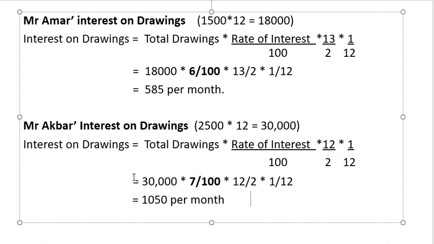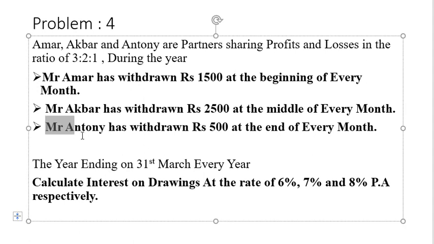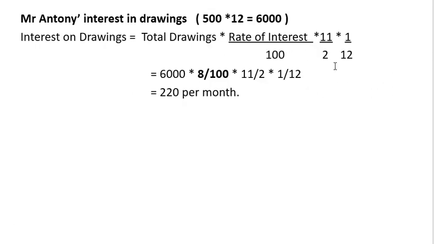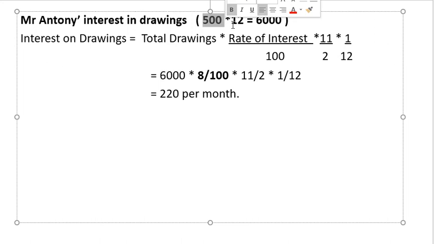That is the interest on drawings of Mr. Akbar. Now the last partner, Mr. Anthony. Mr. Anthony has withdrawn rupees 500 at the end of every month. End of every month means you should apply a different formula. This is Mr. Anthony's interest on drawings. So he is withdrawing rupees 500, convert into a year.